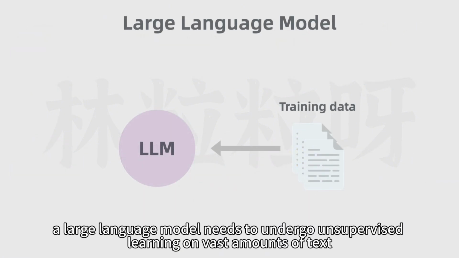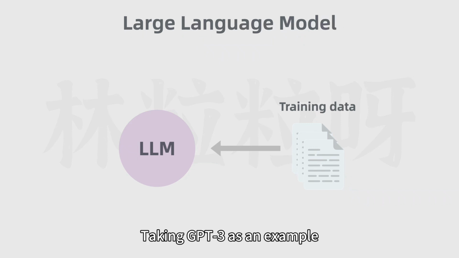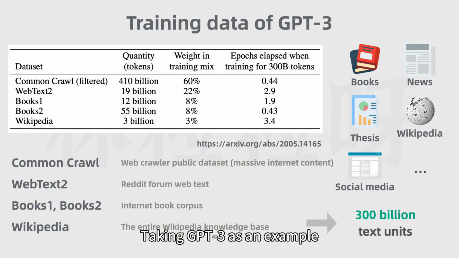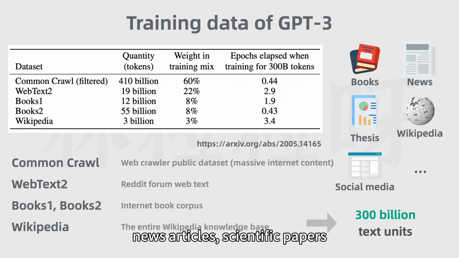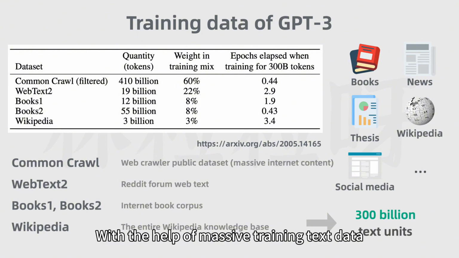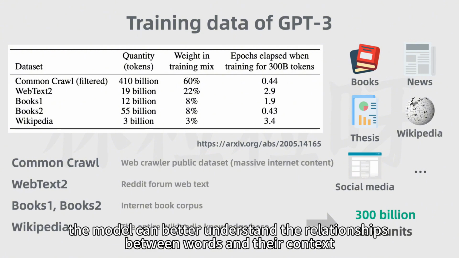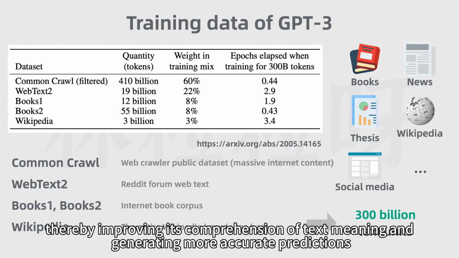First, a large language model needs to undergo unsupervised learning on vast amounts of text. Taking GPT-3 as an example, its training data consists of multiple internet text corpora, covering online books, news articles, scientific papers, Wikipedia, social media posts, and so on. With the help of massive training text data, the model can better understand the relationships between words and their context, thereby improving its comprehension of text meaning and generating more accurate predictions.